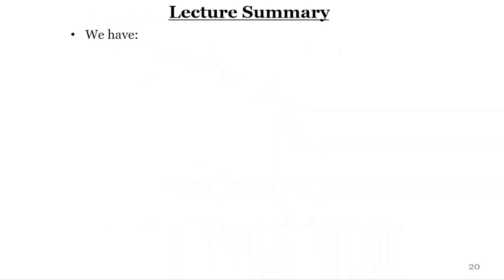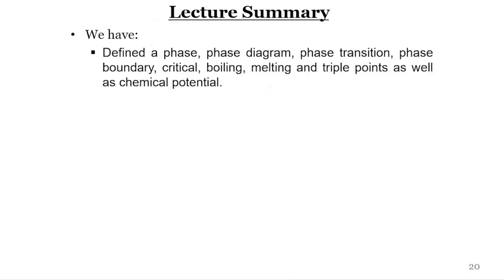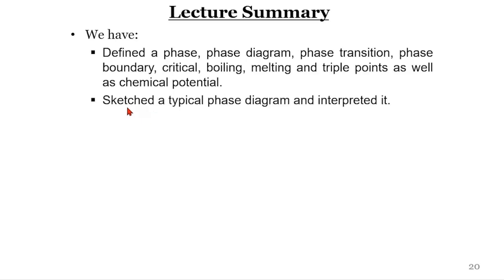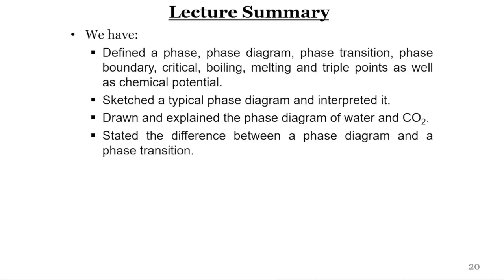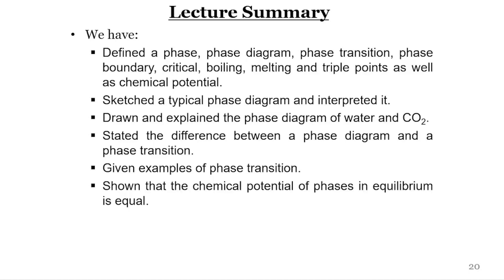To summarize, we have defined phase diagram, phase transition, phase boundary, critical, boiling, melting, and triple points, as well as chemical potential. We've sketched a typical phase diagram and interpreted it. We've drawn and explained the phase diagram of water and CO2. We've stated the difference between a phase diagram and a phase transition. We've given examples of phase transition. We've shown that the chemical potential of phases in equilibrium is equal.